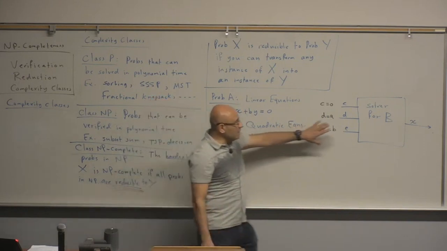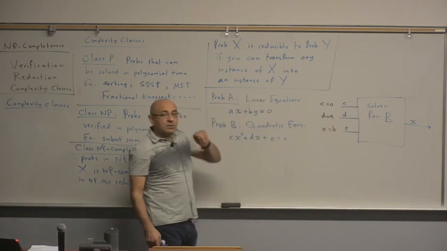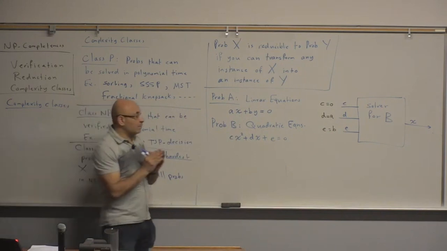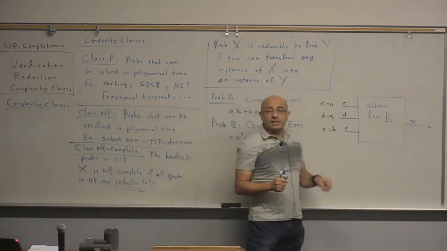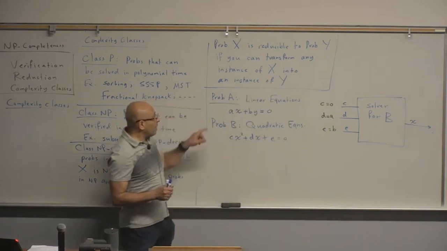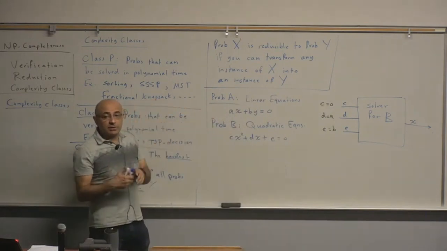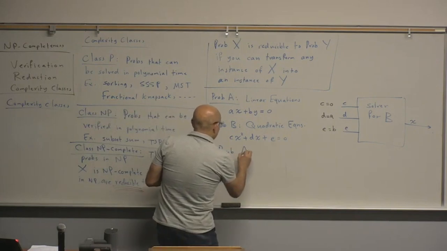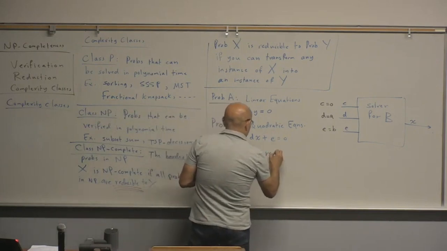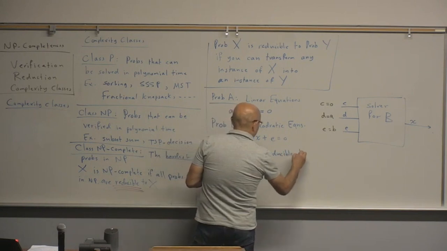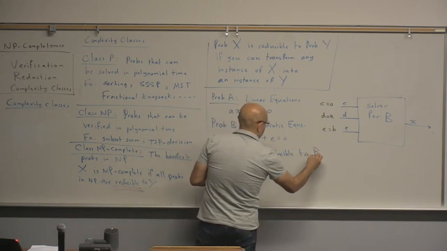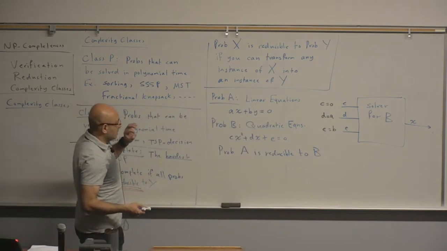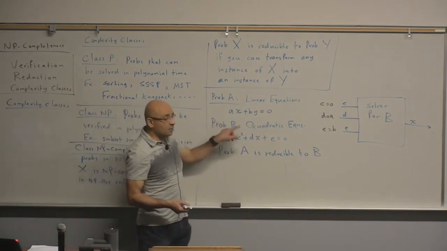So what you're showing here is that you can use a solver for one problem, or an algorithm that solves a problem, to solve another problem. So in this case, we say that problem A is reducible to B. In other words, every instance of A can be transformed to an instance of B.